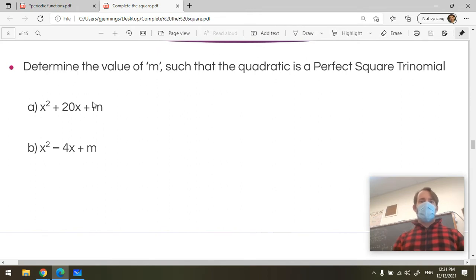So now, if we wanted to work on these quadratics, we might want to have some m value over here that's going to make this a perfect square.